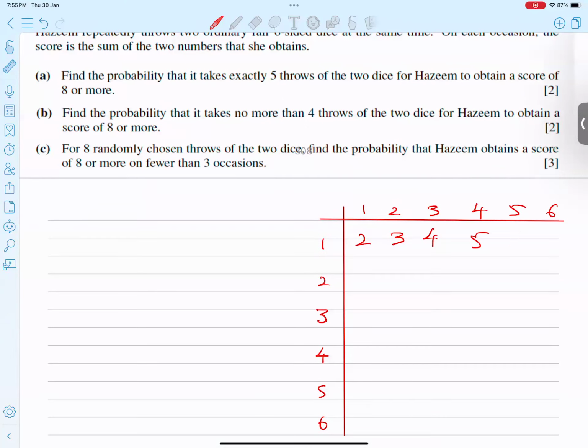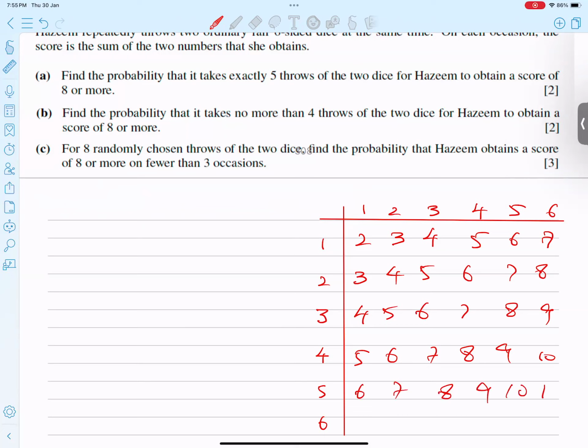4, 5, 6, 7. 3, 4, 5, 6, 7, 8. 4, 5, 6, 7, 8, 9. 5, 6, 7, 8, 9, 10. 6, 7, 8, 9, 10, 11. And 7, 8, 9, 10. Those are not compulsory.